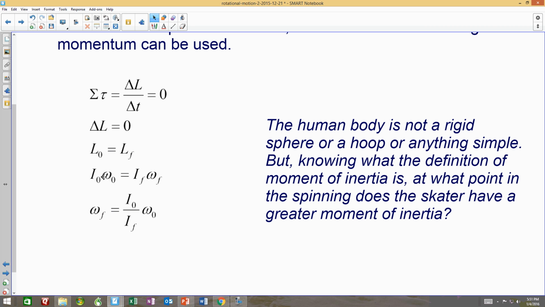Well, here's the thing. How does I change, right? How does that change? Well, remember that the human body is not a rigid sphere or a hoop or anything simple. But knowing what the definition of moment of inertia is, at what point in the spinning does the skater have a greater moment of inertia? Is it when their hands are out or when their hands are in? Think about that. Write down an answer.